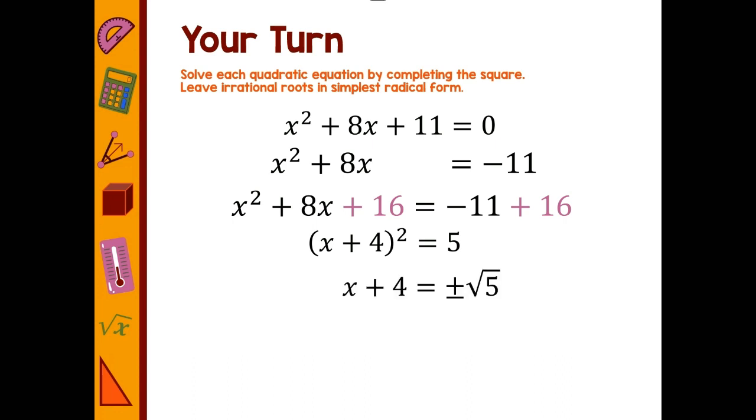Take the square root of both sides. x plus 4 equals plus or minus the square root of 5. Subtract 4 from each side, and I have x is equal to negative 4 plus or minus the square root of 5.